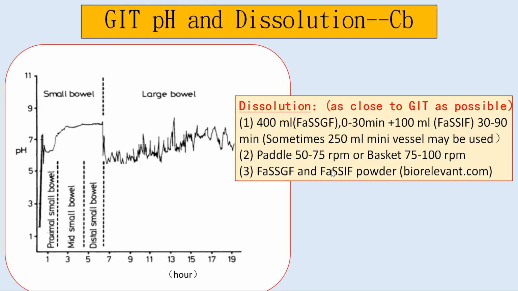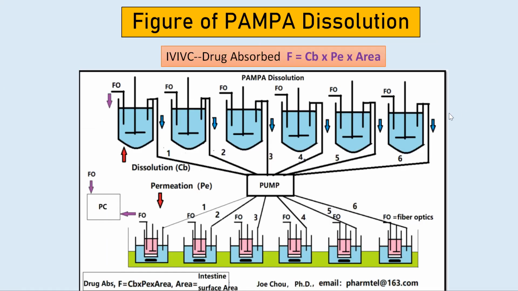Now, however, usually we will use paddle or basket with that RPM range. And the last one is such a barrier media, which really can be purchased from this website, okay? It's really commercialized today. Okay, now let's come back to this PAMPA dissolution.